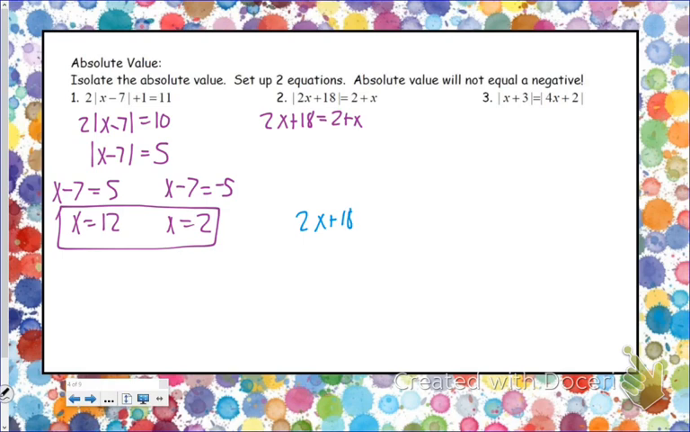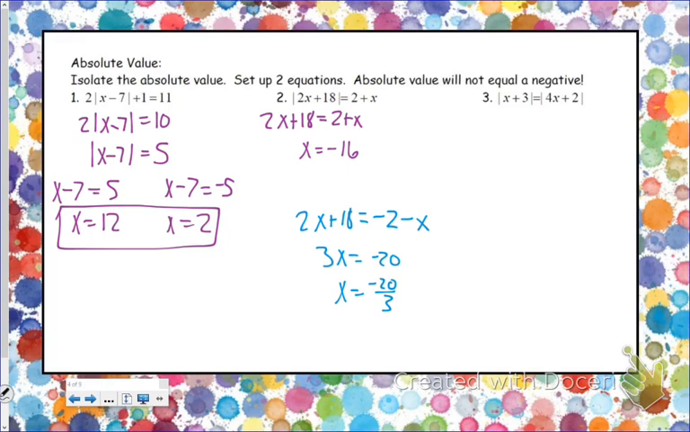2x plus 18 equals negative 2 minus x, so making the entire other equation negative. So I'm going to solve the top. That gives me x equals negative 16. If I solve the bottom, that would give me 3x equals negative 20, and x equals negative 20 over 3. Now remember, we said we have to check for extraneous solutions.